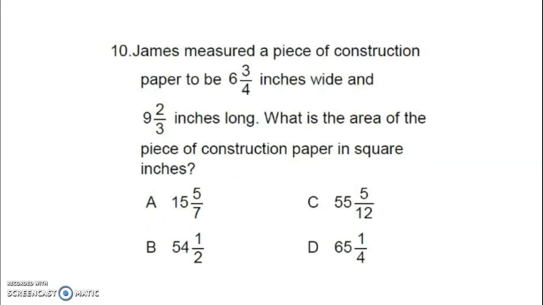Number 10. James measured a piece of construction paper to be 6 3/4 inches wide and 9 2/3 inches long. What is the area of the piece of construction paper in square inches? A. 15 5/7. B. 54 1/2. C. 55 5/12. D. 65 1/4.